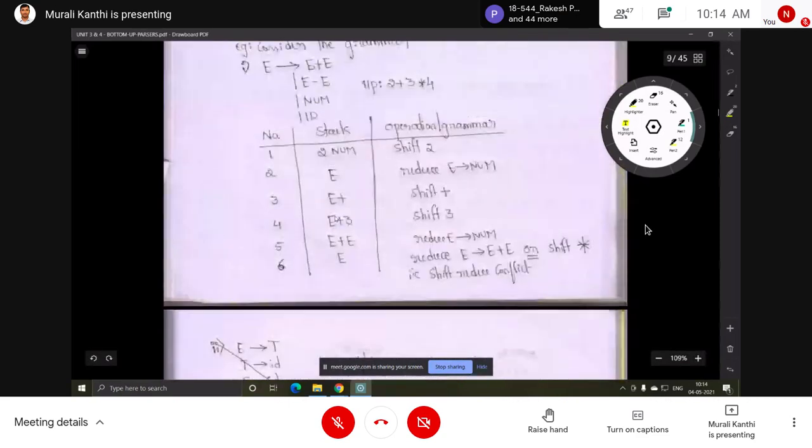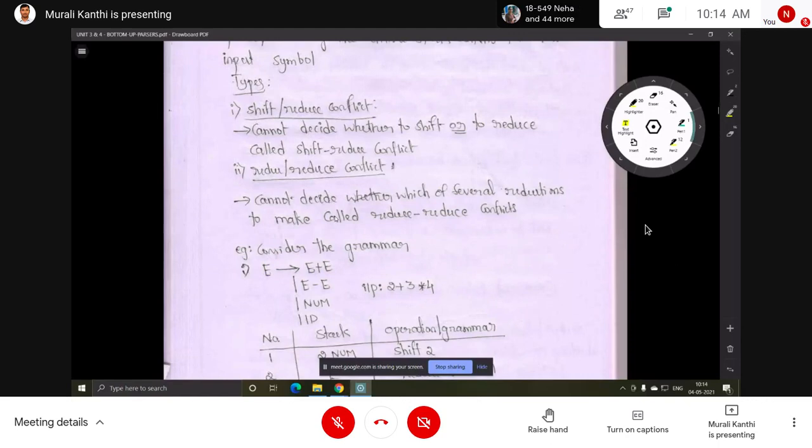But you remember this: the shift reduce conflict and the reduce reduce conflict. In the shift reduce conflict, we cannot decide whether to perform the shift operation or the reduce operation. Both operations are possible in that situation. If we do the shift operation we'll get a result, and if we do the reduce operation we'll also get a result. But which one needs to be taken, that is a problem. That is called shift reduce conflict.